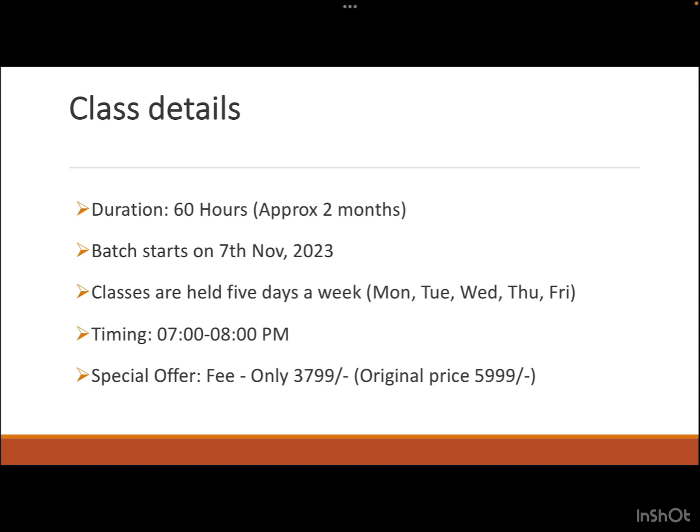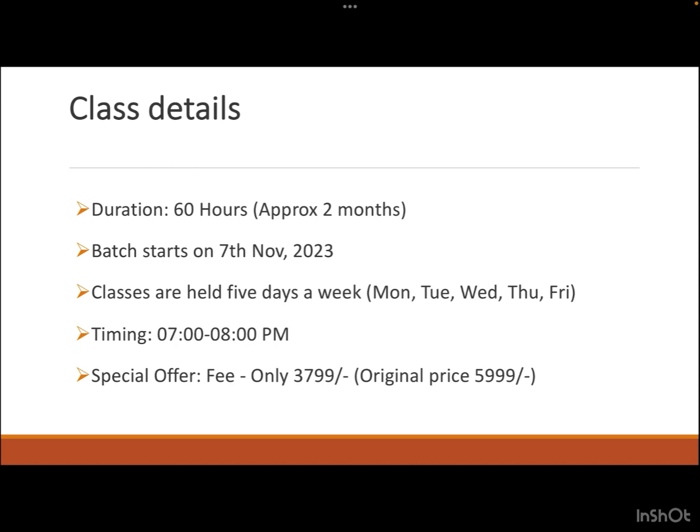So coming to the class details, the class is going to be 60 hours long, running for approximately 2 months, and the batch is going to begin from 7th of November this year. Classes will be held 5 days a week, Monday, Tuesday, Wednesday, Thursday and Friday, and the timing is going to be from 7 to 8 p.m. in the evening.